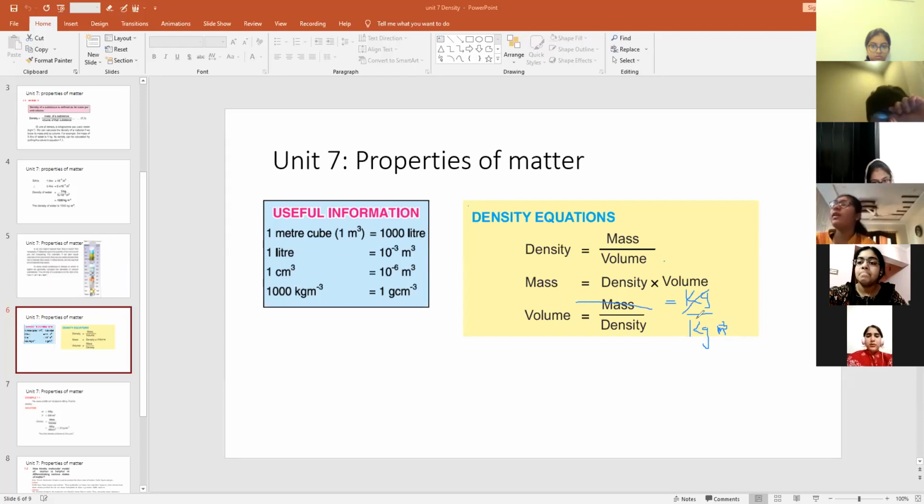So one kg will be easily cut out with this kg, and you will be left with 1 by m power minus 3. And if you take the minus 3 to the numerator, you will get meter cube. So this is the unit for volume, right? So the unit for volume is meter cube. You can easily calculate the mass and volume with the help of this basic formula.